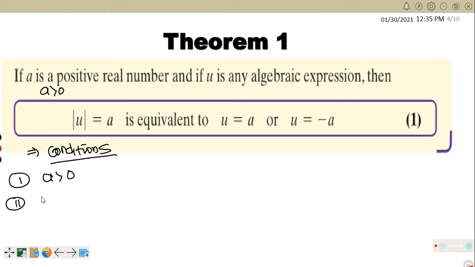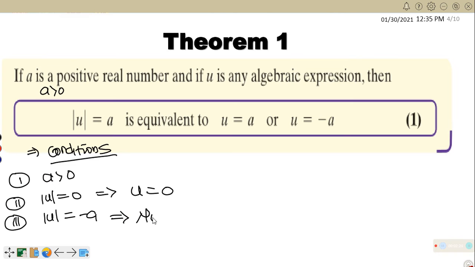Condition 2 for this rule: if the absolute value of u equals 0, then u equals 0. Then the third condition is that if you have the absolute value of u equals minus a, then the equation has no solution. So these are the conditions guiding the operation of this rule. So if the absolute value of u is equal to a and a is a positive real number, then u equals a or u equals minus a.